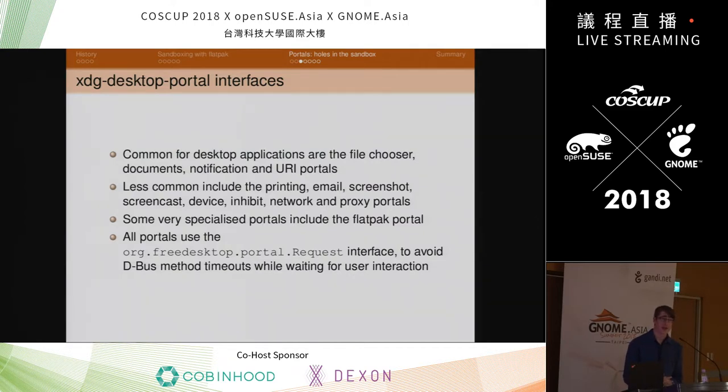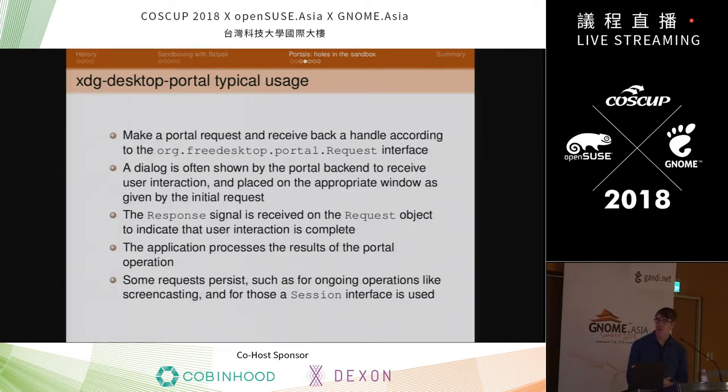Most of the time, actually, you don't have to use these DBus interfaces directly. They're generally handled for you on the toolkit side. But if you do need to, I'll talk a little bit about how you might do that. As I say, you make a request to the portal on whatever interface you're using, and you get back a handle, which gives you an object path to this org.freedesktop.portal.Request interface. That has a signal on it, so once your dialogue has been shown and the user's given some interaction or cancelled, you get that response signal, and you know that interaction is complete. Then the application processes that response and does something with it. Say you've got a file back, maybe then it opens it, and then generally that's done.